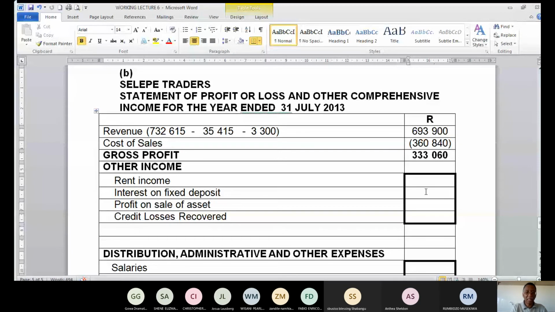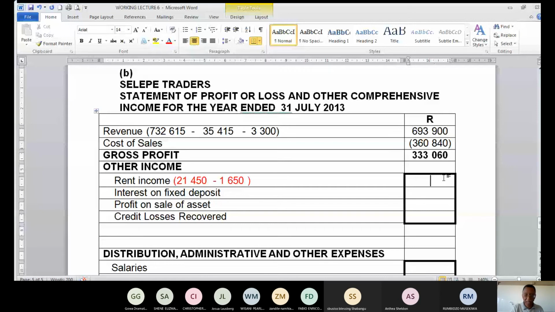But now rental income is subject to an adjustment. So your rental income in the trial balance is the amount of 21,450, but 1,650 of that amount of money, remember, was for the next financial year because the tenant paid for 13 months, and therefore the income for the current year must be the amount of 19,800 rand.